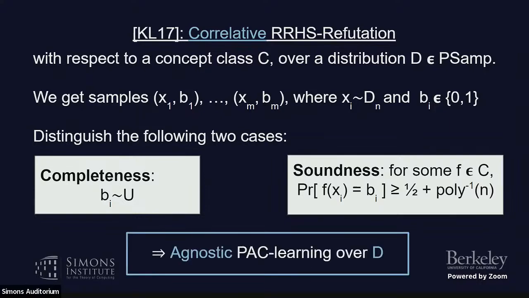Okay, and then also, by a hybrid argument, you can show that if you can do this refutation problem, then you can agnostically PAC learn f. And the nice thing about the agnostic setting is that there's a distribution-specific boosting. So if we can refute over this one distribution, we can strongly agnostically PAC learn over the same distribution.